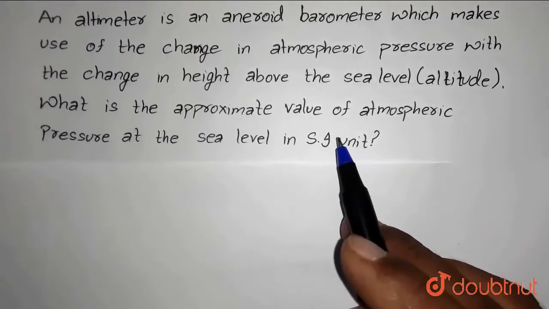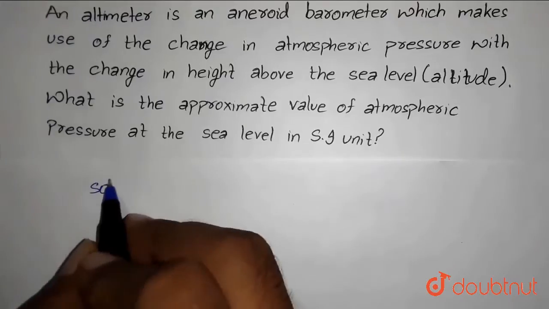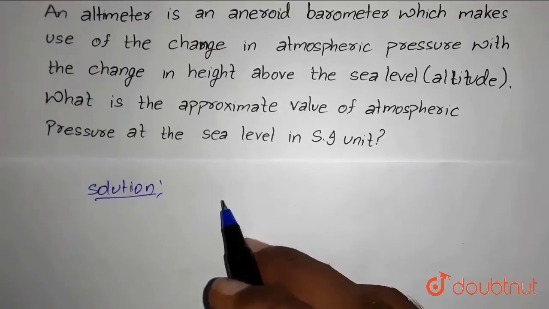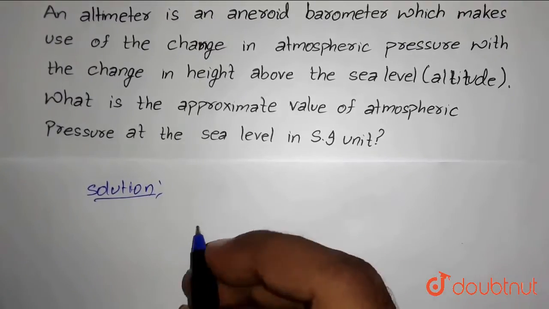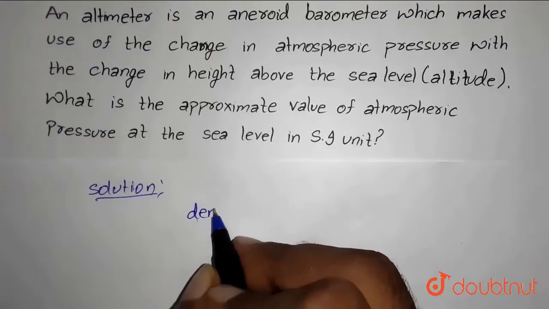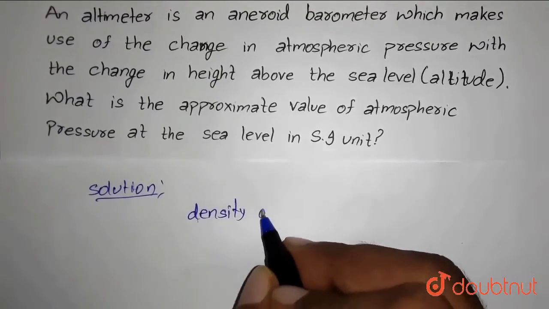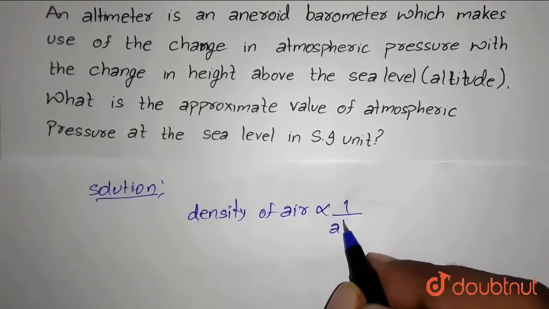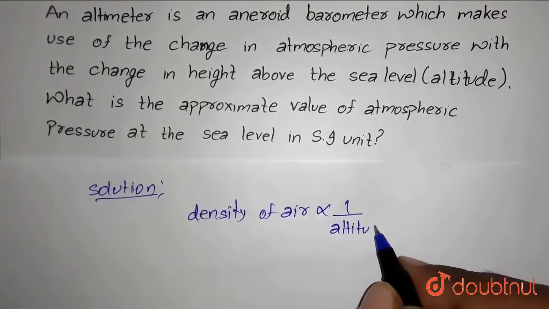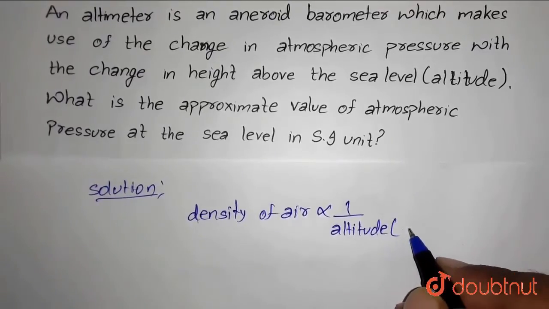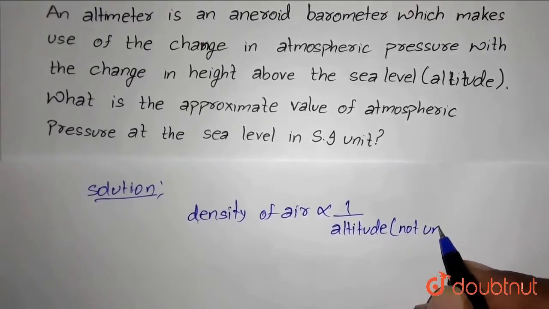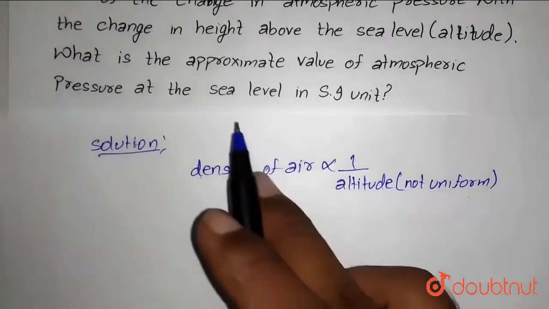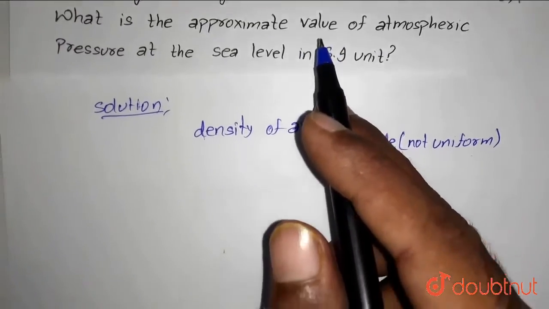So the solution will be, so basically altimeter gives the change in atmospheric pressure with change in height. And as we know, the density of air is inversely proportional with altitude, though it is not uniform. So in this case, it is asking what is the approximate value of atmospheric pressure at the sea level.